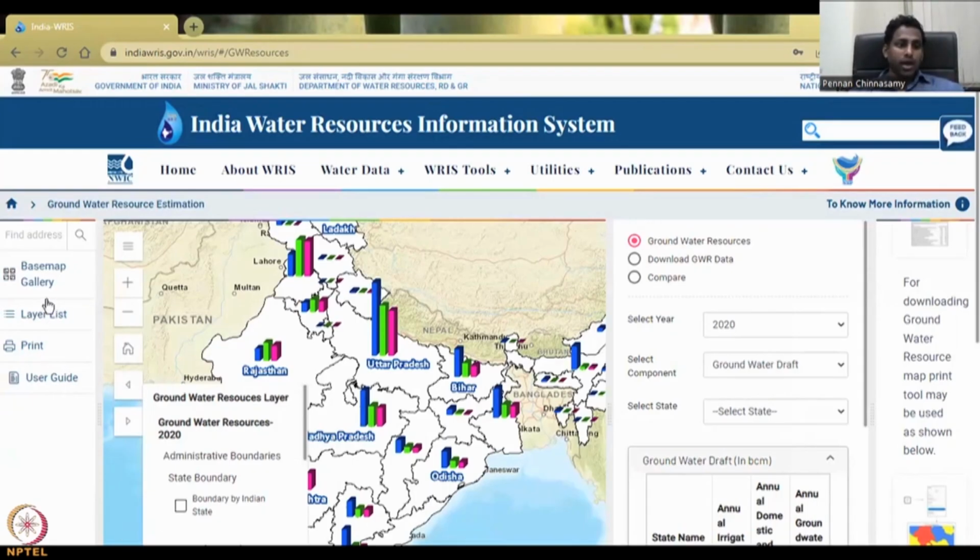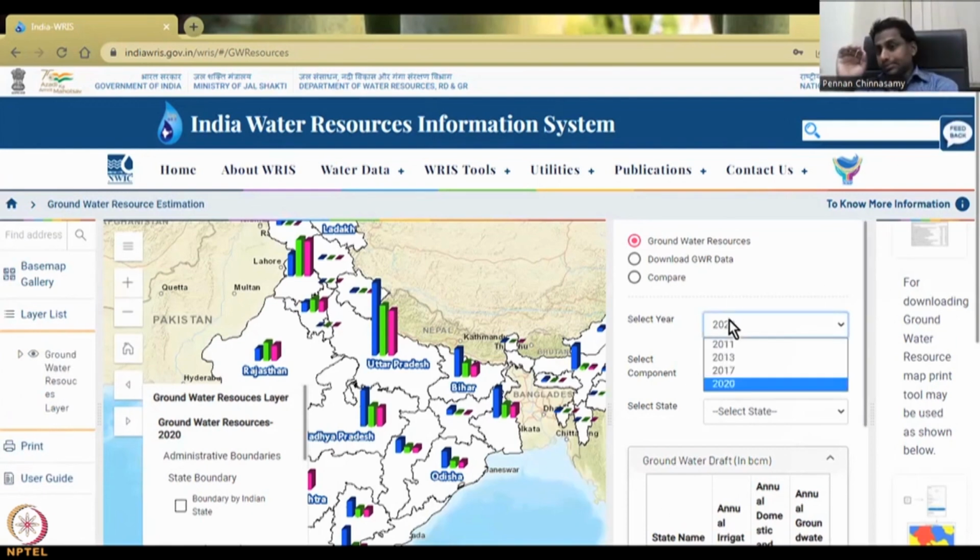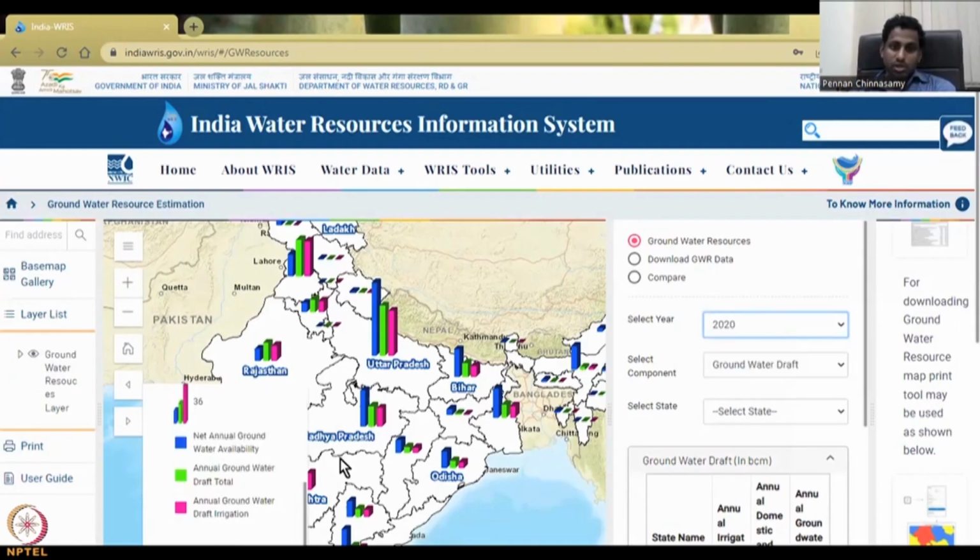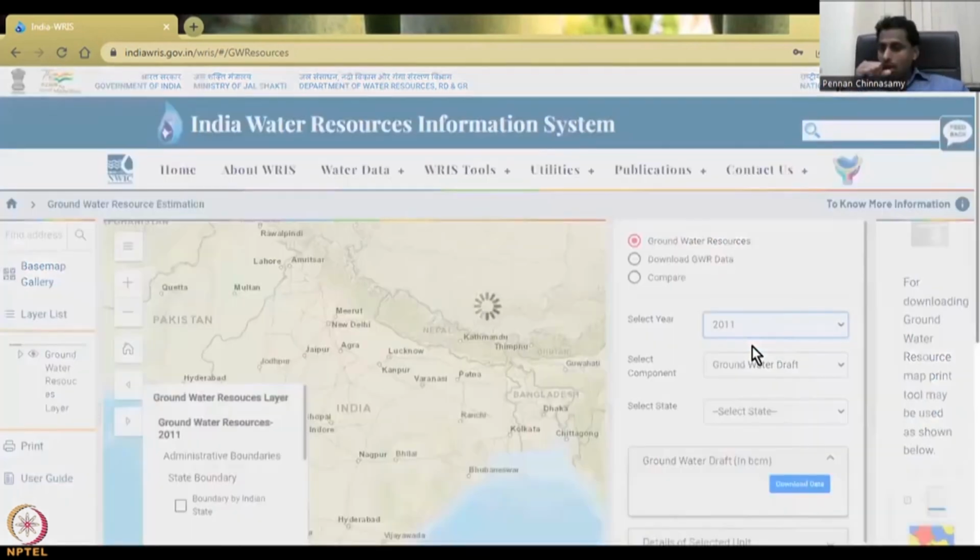Okay, then you have your layer list. In the layer list, because we've clicked groundwater resources, only one layer comes up, which is your groundwater resources. And then you can print, user guide is here. Now coming back, you can select a year for groundwater resources. Let's select 1 year. The map just tells you different colors, but we'll get to that after we select 1 year. Let's say 2011. And the data populates.